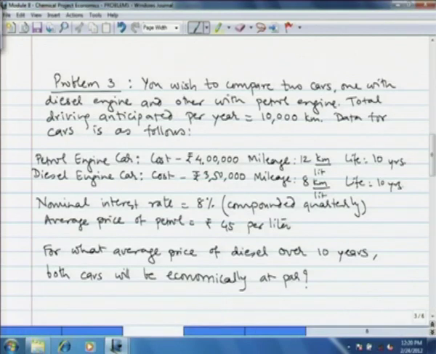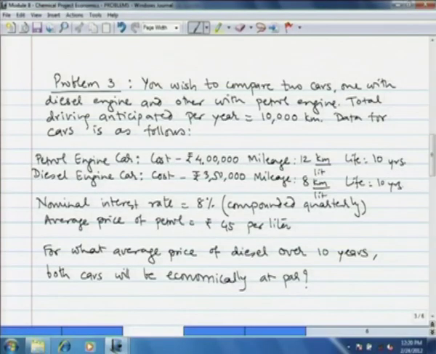This problem is on comparison of alternate investments. You wish to compare two cars, one with a diesel engine and the other with a petrol engine. The total driving anticipated per year is 10,000 kilometers. The data for the cars is as follows. Petrol engine car: the cost is rupees 4 lakh, the mileage is 12 kilometers per liter, the lifespan is 10 years. The diesel engine car: cost is slightly less, rupees 3,50,000, the mileage is also less, 8 kilometers per liter, and the lifespan is the same, 10 years.